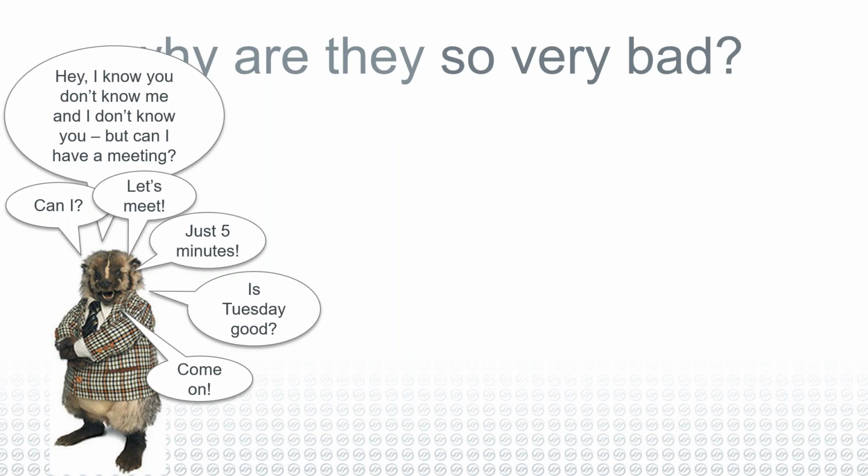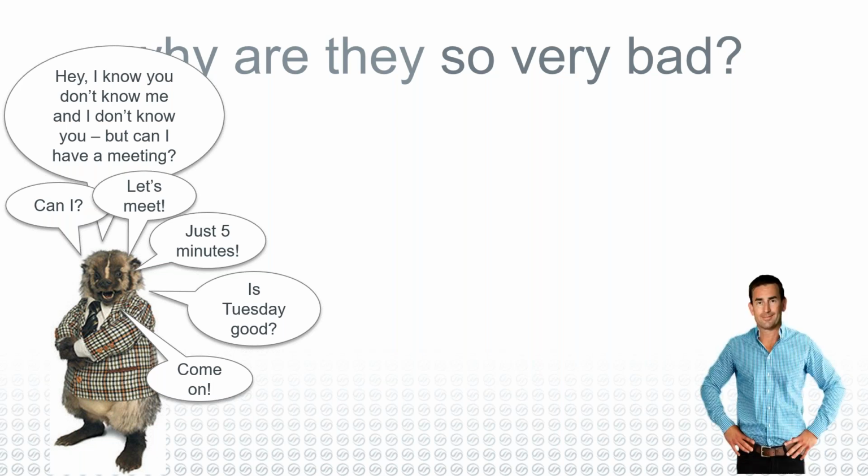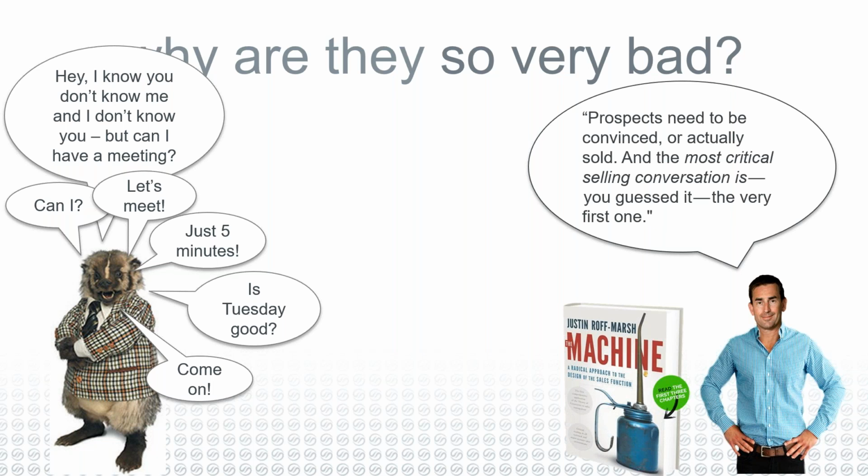And answer that honestly. Now, there's only 2 sales books I'm going to talk about in this presentation, and actually they're the only 2 I've read in the last couple of years. The first is by Justin Roff-Marsh, and it's called The Machine. He talks about when you're dealing with a prospect, they still need to be convinced to move forward with you, whether your next step is a demo or a meeting or whatever it is. And so that means this first interaction with a potential prospect is the most critical one. And it's the very first one.